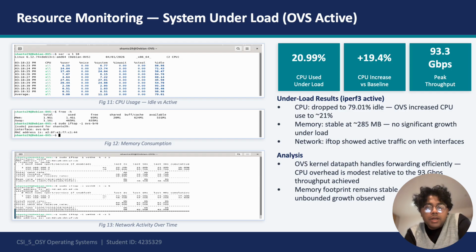Critically, the CPU overhead of roughly 21% is modest, considering that the switch was handling over 90 gigabits per second of traffic. This demonstrates the OVS kernel datapath is highly efficient. The fast path in the kernel avoids expensive context switches between user space and kernel space for every packet.